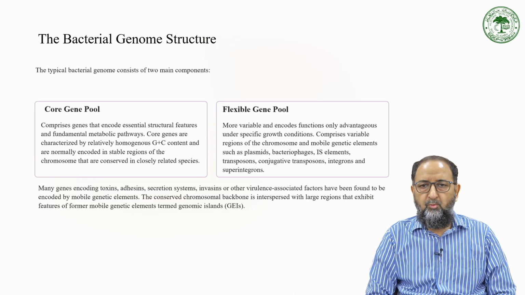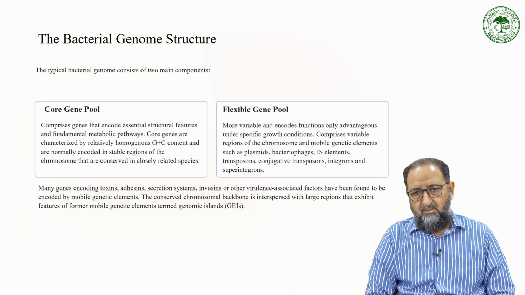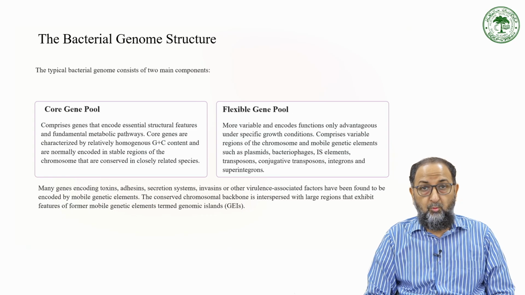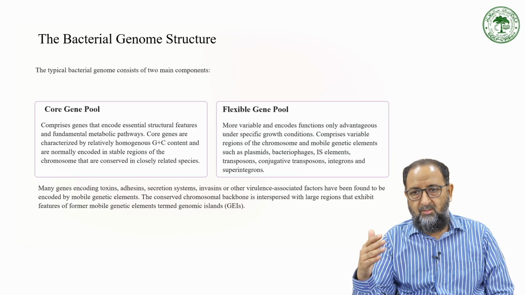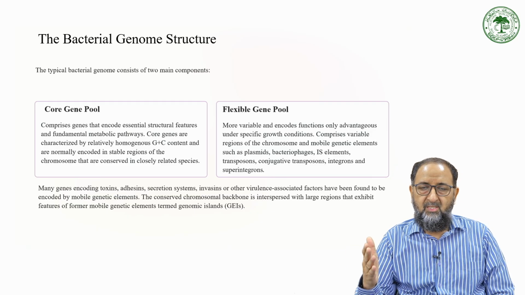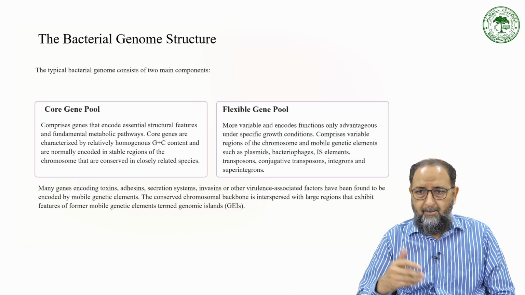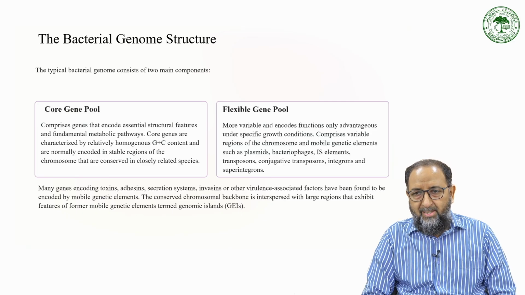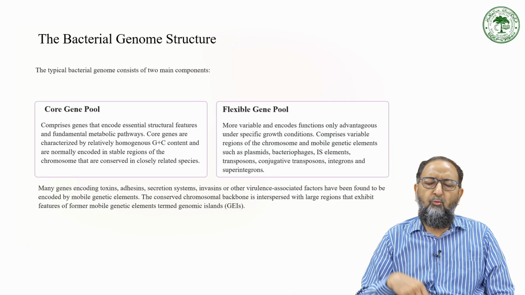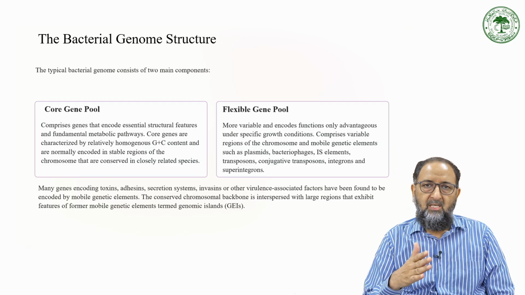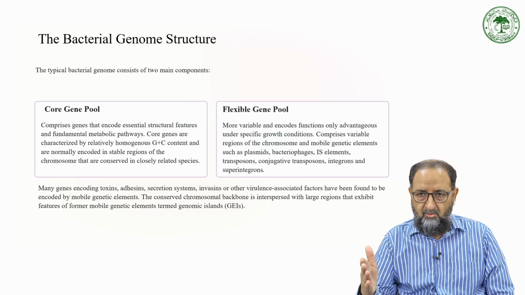Whereas the flexible gene pool may be called variable, and it is encoded by functions that are only advantageous under specific growth conditions. For example, if the cells are growing under a specific condition, they can adapt, and such a region of the genome is activated. It comprises variable regions of the chromosomes and mobile elements, IS elements, which can move within the chromosomes as well as from one bacterium or microorganism to another.